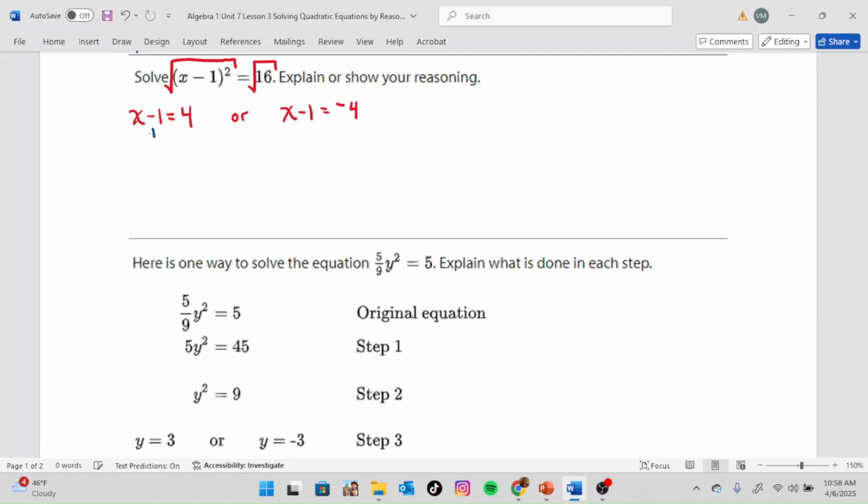The opposite of minus 1 is plus 1. We're going to do it to both sides to keep it equal. And we'll do this on both of them.